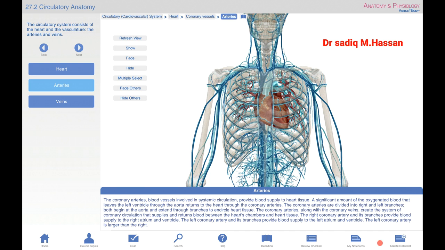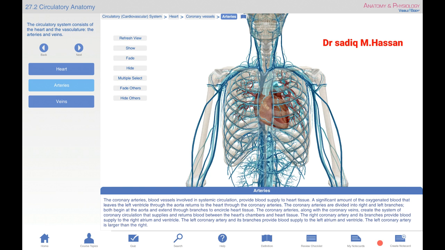The coronary arteries, along with the coronary veins, create a system called coronary circulation that supplies and retains blood between the heart's chambers and the heart's tissue. The right coronary artery and its branches provide blood supply to the right atrium and ventricle. What about the left coronary artery? The left coronary artery and its branches provide blood supply to the left atrium and left ventricle. The left coronary artery is larger than the right.